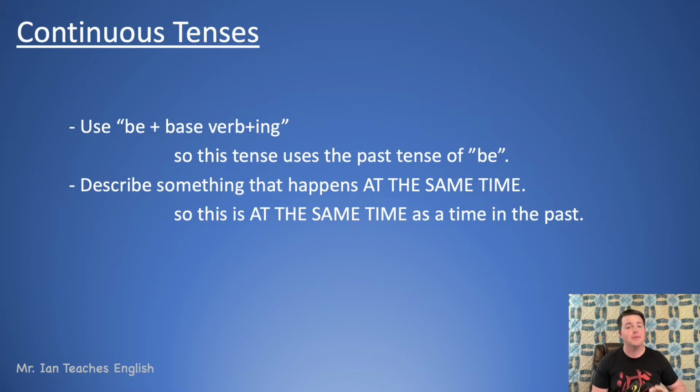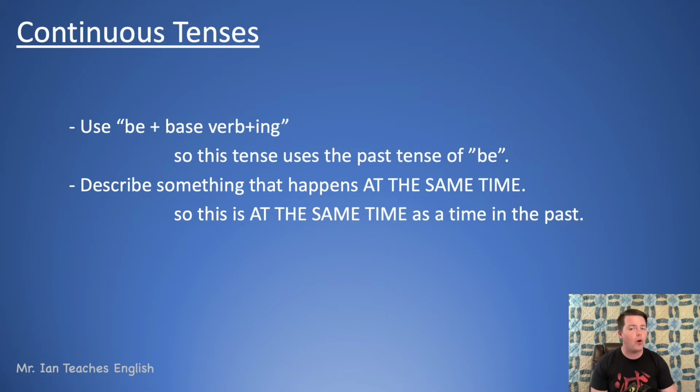First, let's start off with continuous tenses. This is important because in English, the tenses follow a pattern. All continuous tenses, present continuous, future continuous, past perfect continuous, if it has continuous in the name, use be and use base verb plus ing. Because this is past continuous, we're going to use the past tense of be, which is was, were. We'll use the past tense of be before our base verb ing.